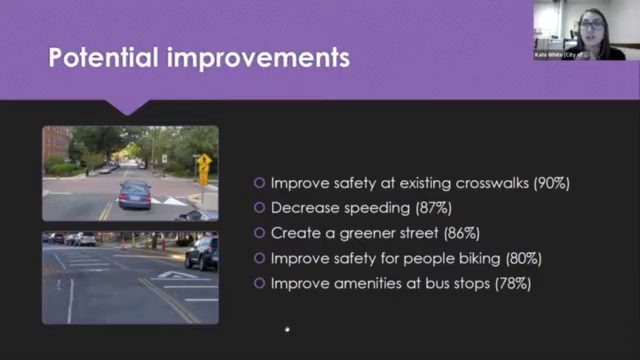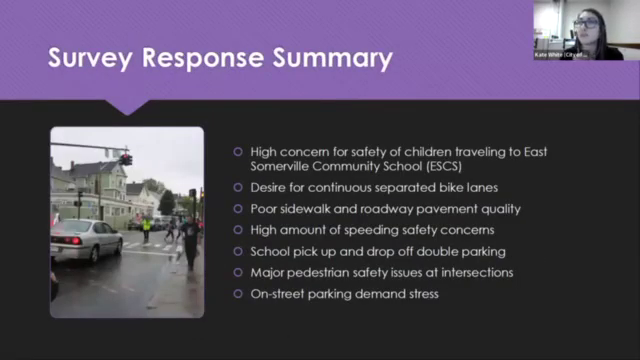Now, diving into some of the comments, we really wanted to provide a summary of some of the things that we heard directly from you. Many people shared a high concern for safety of children traveling to the East Somerville Community School, whether by walking, biking, taking the bus, or being dropped off in a car. Many also mentioned that they take their children to the daycare centers on Cross and on Pearl. There was a desire for continuous separated bike lanes along the street to improve safety and connectivity to Pearl Street and to access other destinations at East Somerville and Assembly.